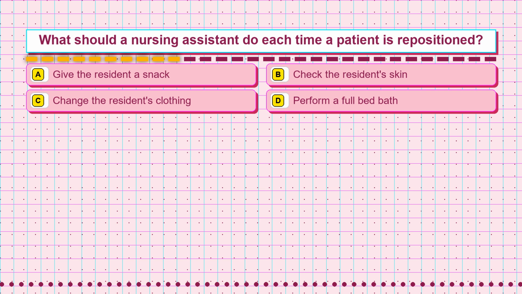Option A, give the resident a snack. Option B, check the resident's skin. Option C, change the resident's clothing. Option D, perform a full bed bath.